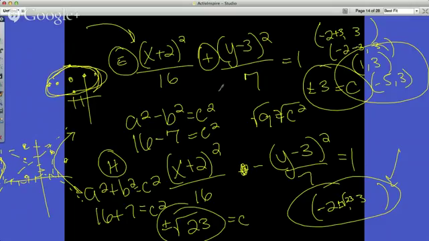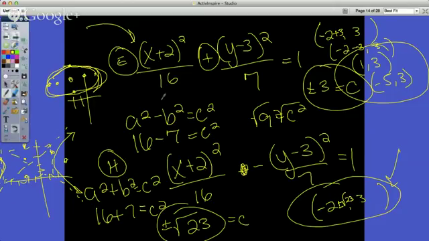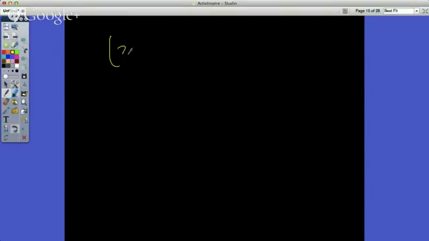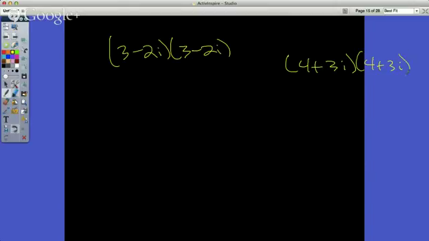Those at home, make sure that you look at that. You want to distribute. That one's going to be a really good one for the test, because I talked about it. Do we distribute the negative first or later on? Distribute the negative last. If I've got it here, what I would do is 3 minus 2i, 3 minus 2i, then 4 plus 3i, and 4 plus 3i. Do that all the way down.